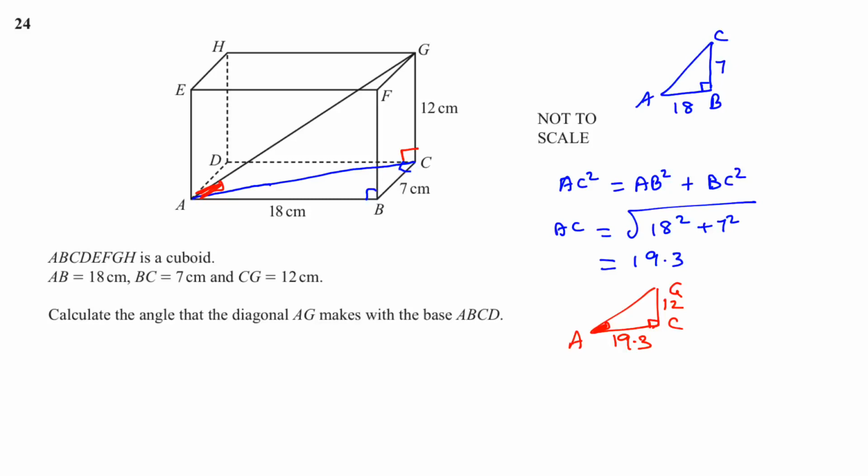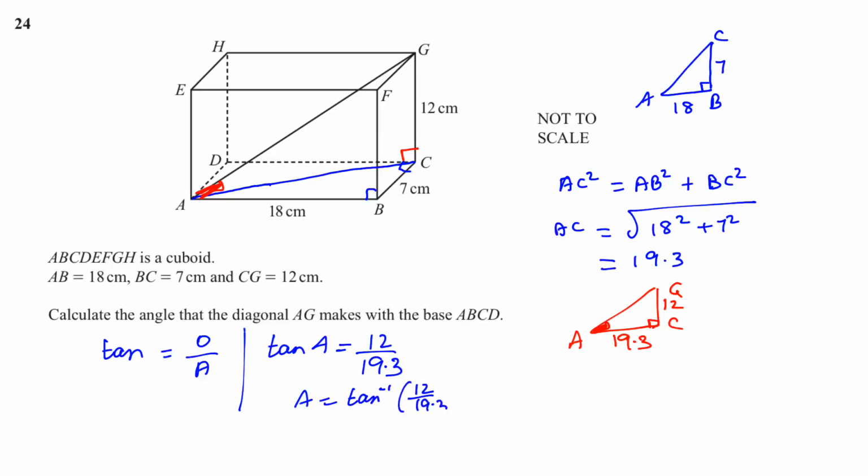If you notice, you have the opposite and the adjacent. It means you will be using tan. So tan A is equal to 12 over 19.3. A is equal to tan inverse 12 over 19.3. And this will give us 31.87. You round it to one decimal place, so it is 31.9 degrees.